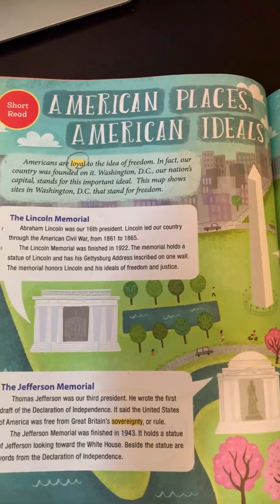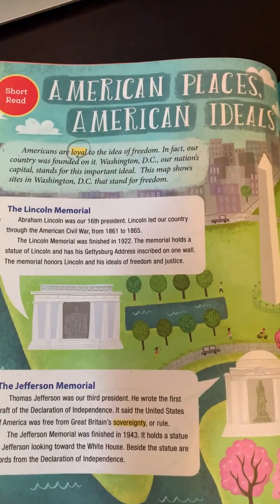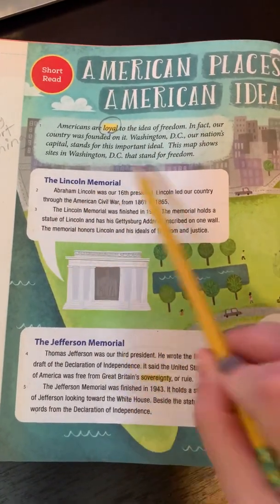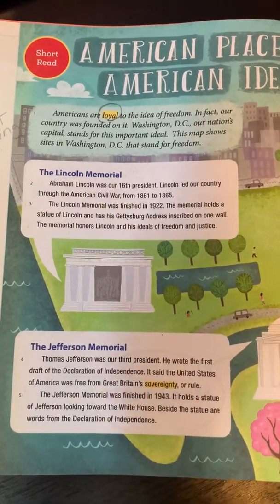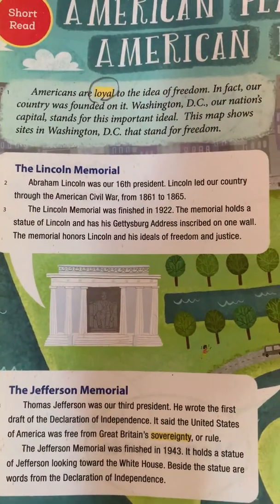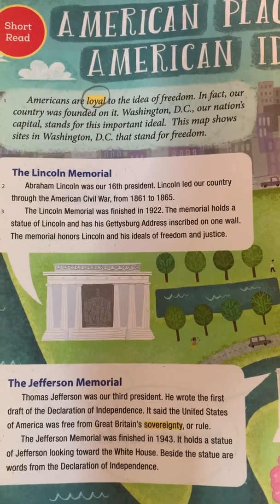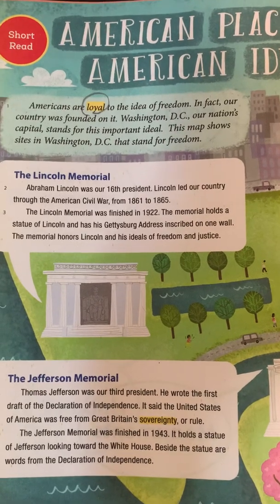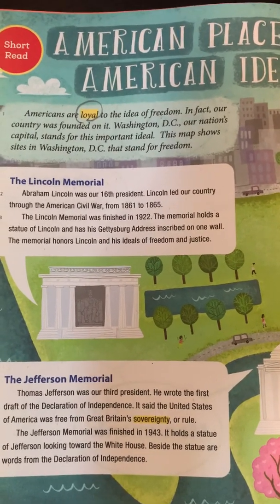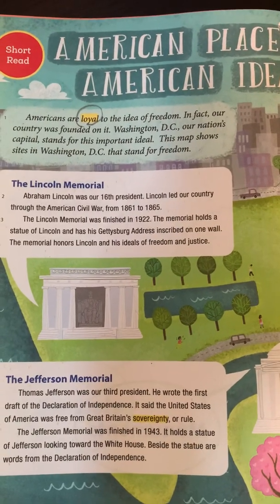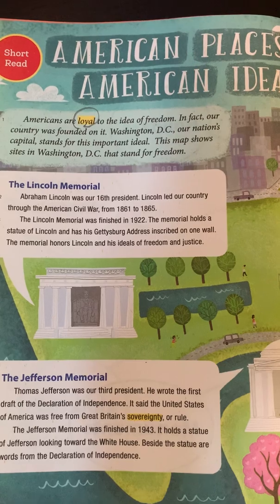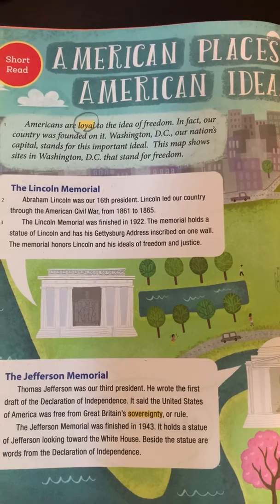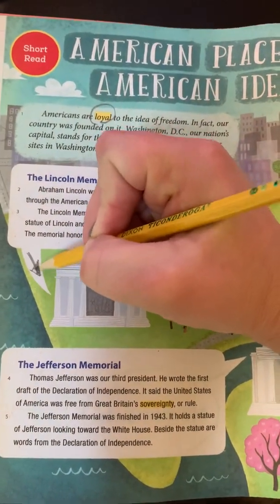This map shows sites of Washington, D.C. that stand for freedom. So this is a little bit different. It just shows each place as a picture and it tells a little bit about it. So the first one we have is the Lincoln Memorial. Abraham Lincoln was our 16th president. Lincoln led our country through the American Civil War from 1861 to 1865. The Lincoln Memorial was finished in 1922. The memorial holds a statue of Lincoln, with his Gettysburg Address inscribed on one of the walls. The memorial holds Lincoln and his ideals of freedom and justice. So here we have a picture of the Lincoln Memorial.